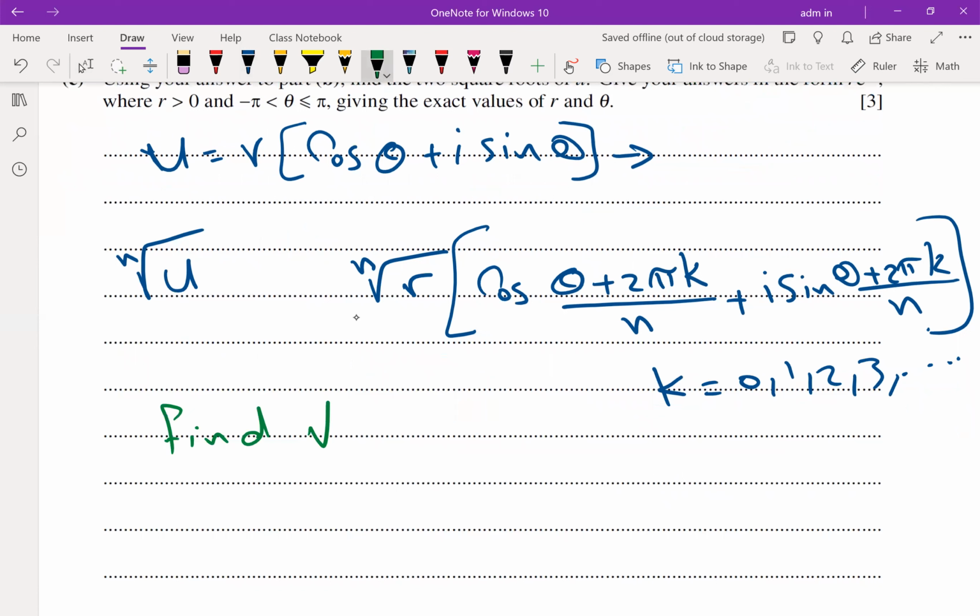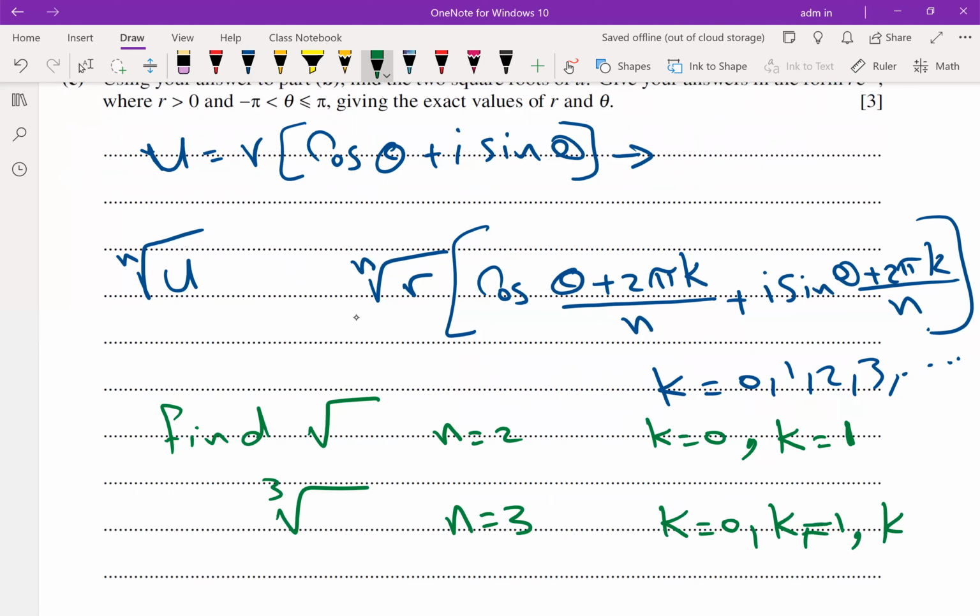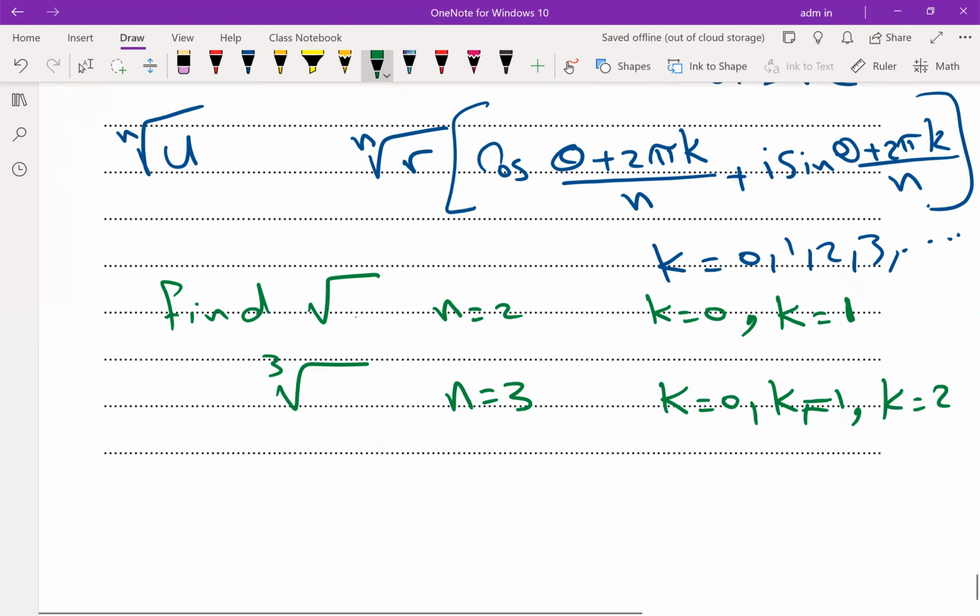For k, if I ask, let's say, find the square root, square root means n is equal to 2. You will get 2 roots. Use k equals 0, you will get the first root, and k equals 1, you will get the second root. Let's say if I ask to get the cubic root, so n is equal to 3, and k, take it 0, you will get the first, take it 1, you will get the second, take it 2, you will get the third. By the same way, if your number is written in this form, r e to the power of i theta, you want to get the square root by this way.